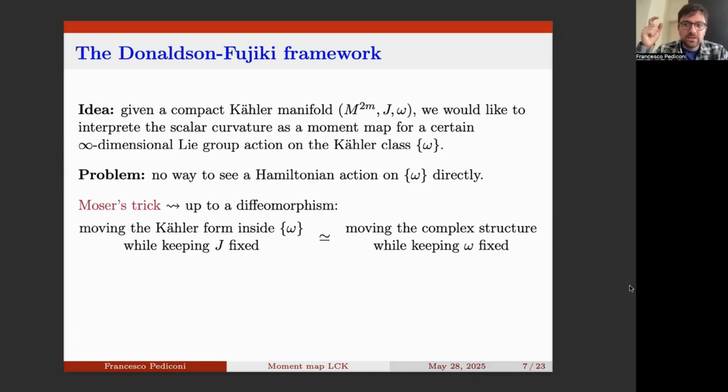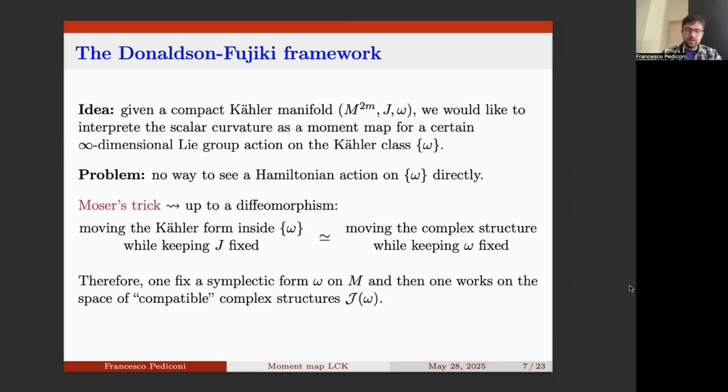By using Moser's theorem, up to the choice of a diffeomorphism, we know that if you fix a Kähler class and you move the Kähler representative while keeping J fixed, it is actually the same as keeping your Kähler form fixed and moving the complex structure in a certain way. And this actually seems to be the right thing to do in order to get a moment map.